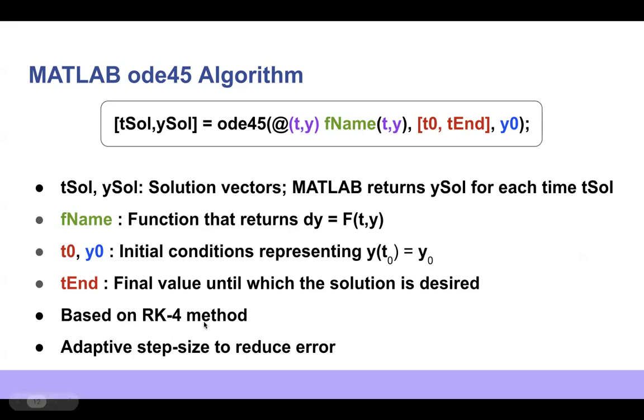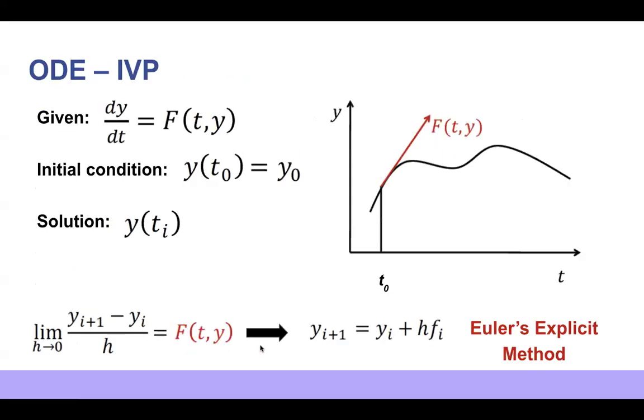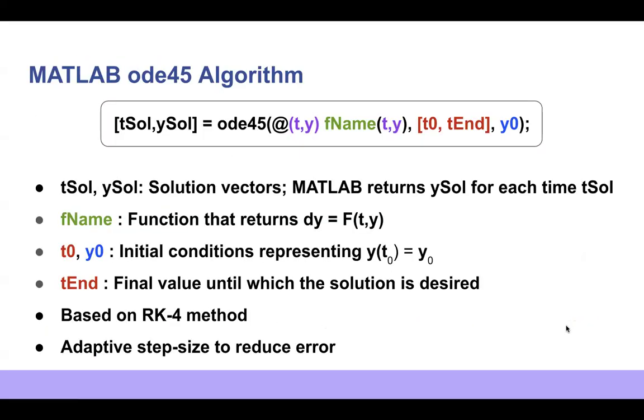This is based on the RK4 method, which is called the Runge-Kutta fourth order method. So this is an extension of Euler's explicit method. There are other methods also, Runge-Kutta first, second, third, and so on. This is based on Runge-Kutta fourth. It uses adaptive step size to reduce error. This is an inbuilt MATLAB feature. So if you understand the Runge-Kutta method, you'll understand how this ODE solver works.